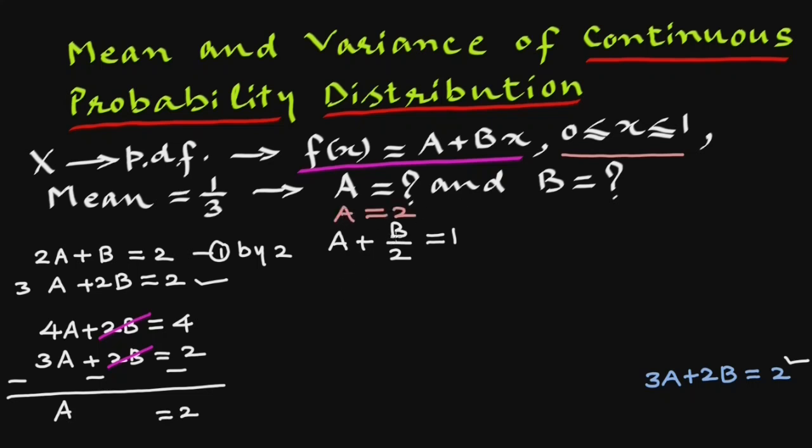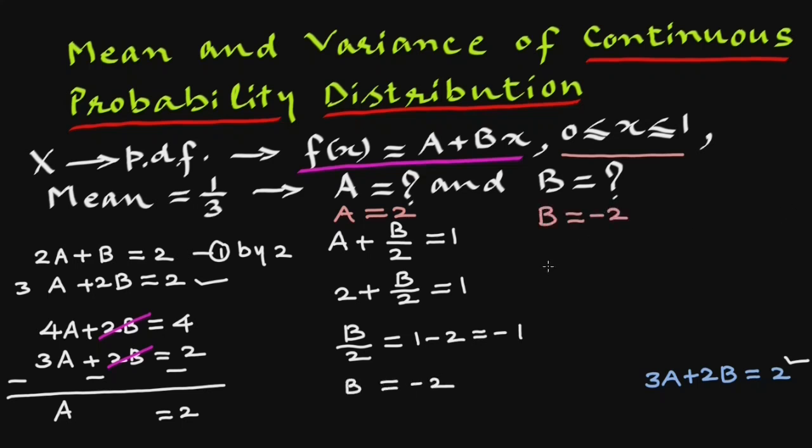Substituting the value of a in this equation, it will be 2 plus b upon 2 equals 1. b upon 2 will be 1 minus 2, which is minus 1, so b will be minus 2. So here we get the value of b as minus 2. Now this probability density function f(x) will become 2 minus 2x, where x lies between 0 and 1.